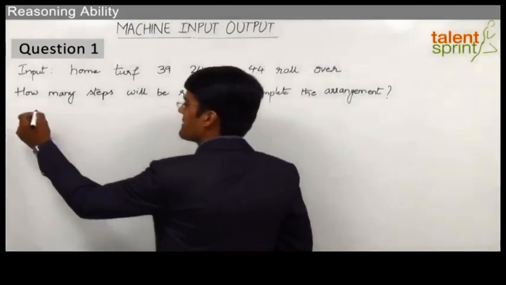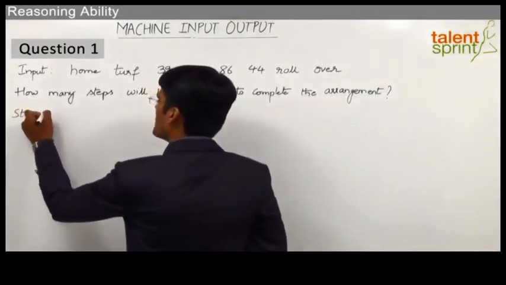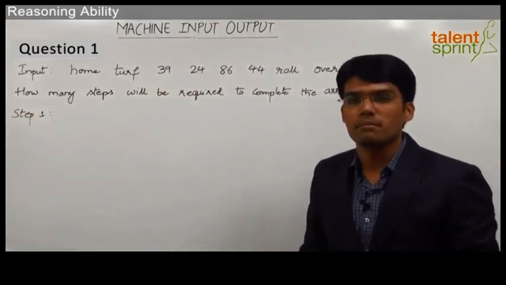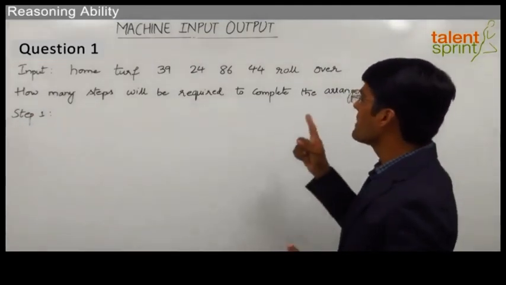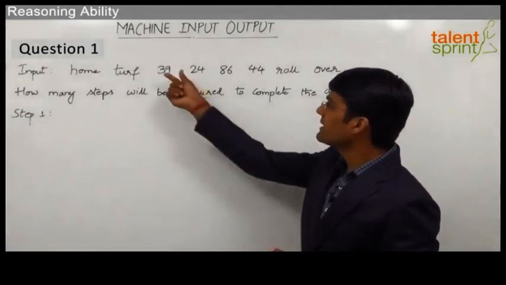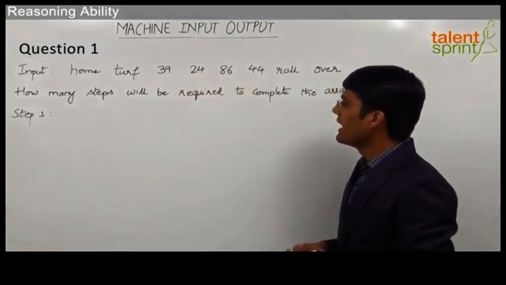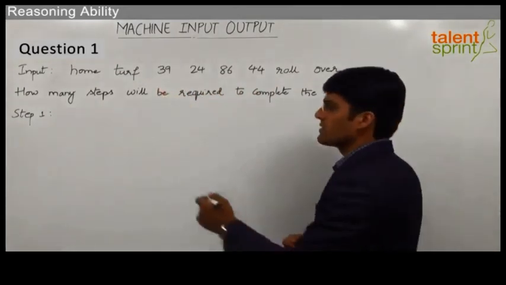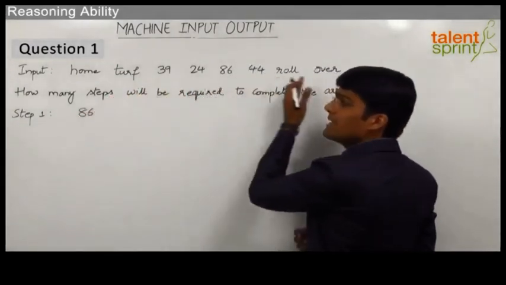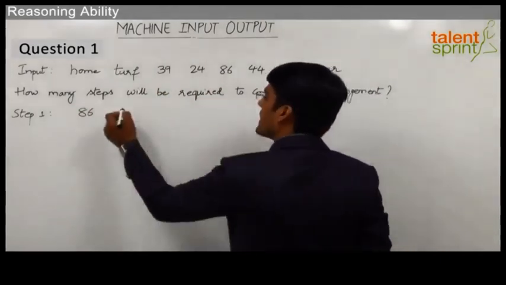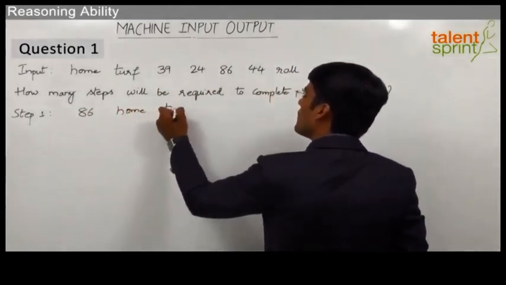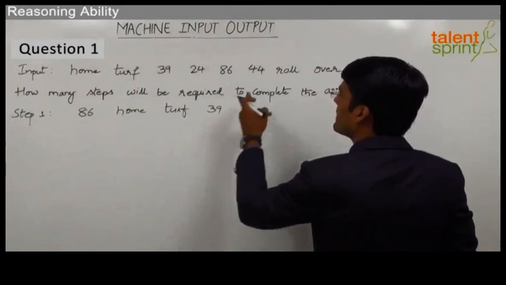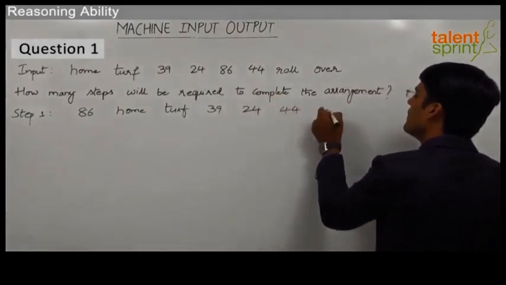So going by the step-by-step procedure, step 1 would be as follows. We know that the first position should be occupied by a number, and that number has to be the highest number among the given numbers. That is 39, 24, 86 and 44. And as we know that 86 is the highest, let us take 86 to the first position. So 86 takes the first place and the remaining elements are simply pushed aside. So now the second position would be home, followed by turf, 39, 24. As 86 has already moved there, we can continue with 44, roll over.